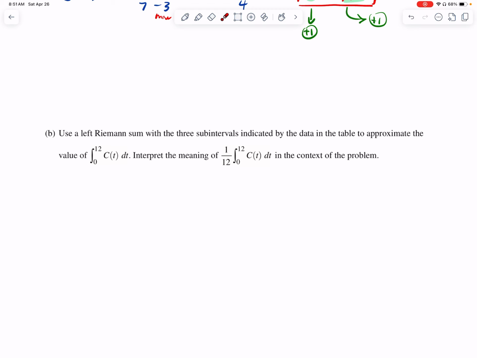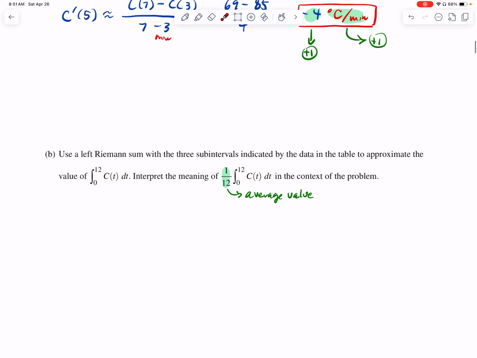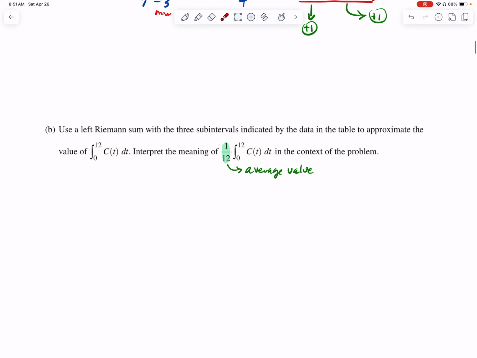Last part of this, interpret the meaning of 1 over 12 times the definite integral from 0 to 12 of C of t dt. And you can see this 1 over 12 right there, a little bit different from what we are evaluating. And this is usually associated with, whenever you have this number right up front, an average value. And I know that because look at the bounds of integration. The lower limit is 0 and the upper limit is 12. If I subtract those, I get 12. All right, so that should clue me into the interpretation of what that thing is whenever I get to it.